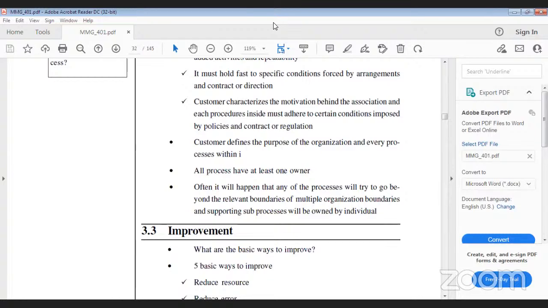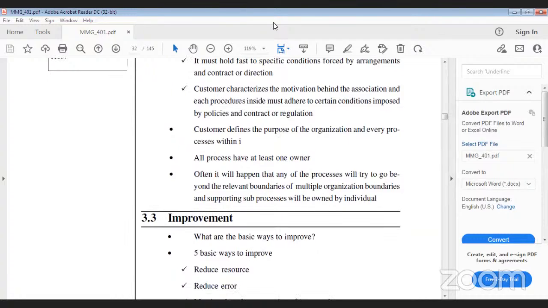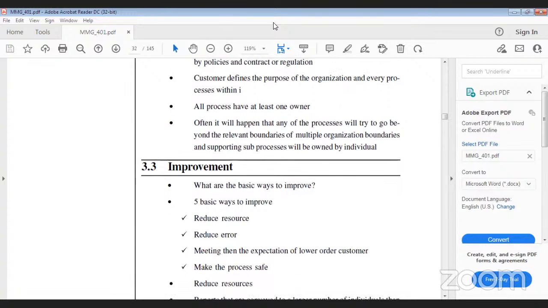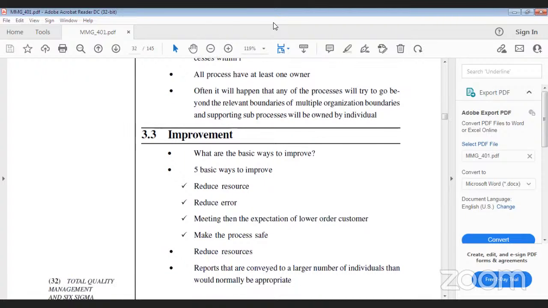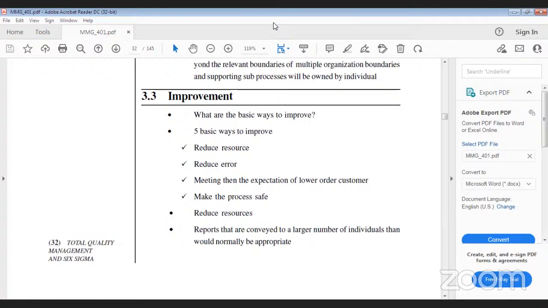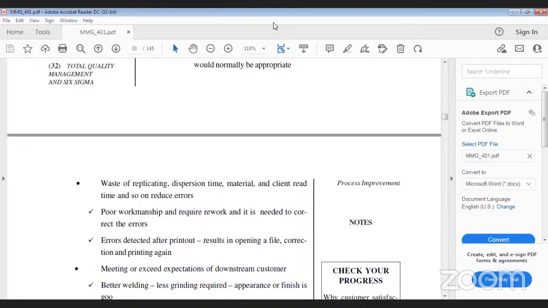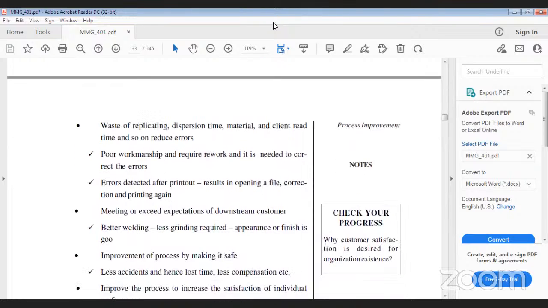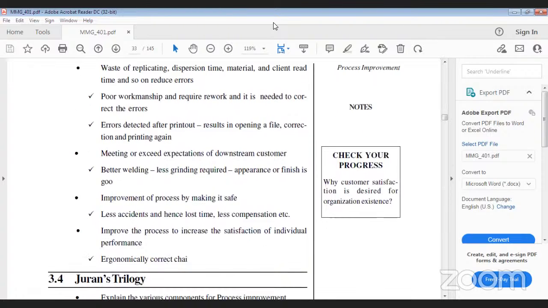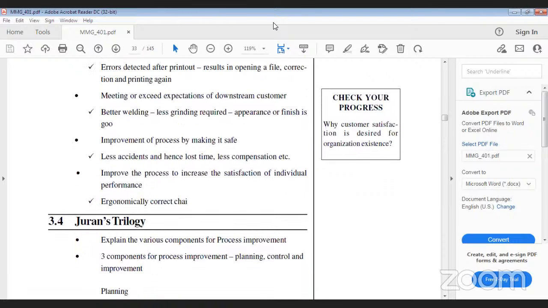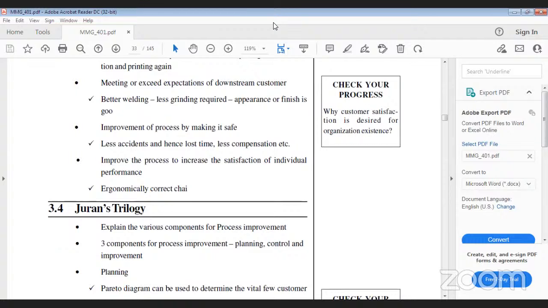Then what is improvement? For improvement, there are some points about the basic ways to improve. Five basic ways are there: reduce resources, reduce errors, meet expectations, make the process safe, and reduce resources, and reports conveyed to a large number of individuals also there. Here, waste of reflecting depression also there. Waste of replicating and dispersion time, material and client lead time, and so on. Reduce errors also. Then poor workmanship here. Then errors detected after printout. Then meeting or exceeding expectations. Then better wedding. Then improvement of process by making it safe. Less accidents there.